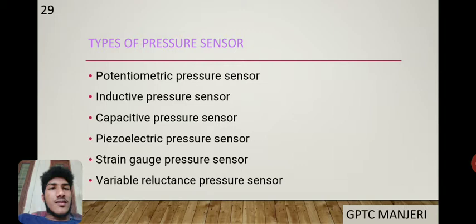Types of pressure sensor: potentiometric pressure sensor, inductive pressure sensor, capacitive pressure sensor, piezoelectric pressure sensor, strain gauge pressure sensor, and variable reluctance pressure sensor. We will discuss each one in detail.